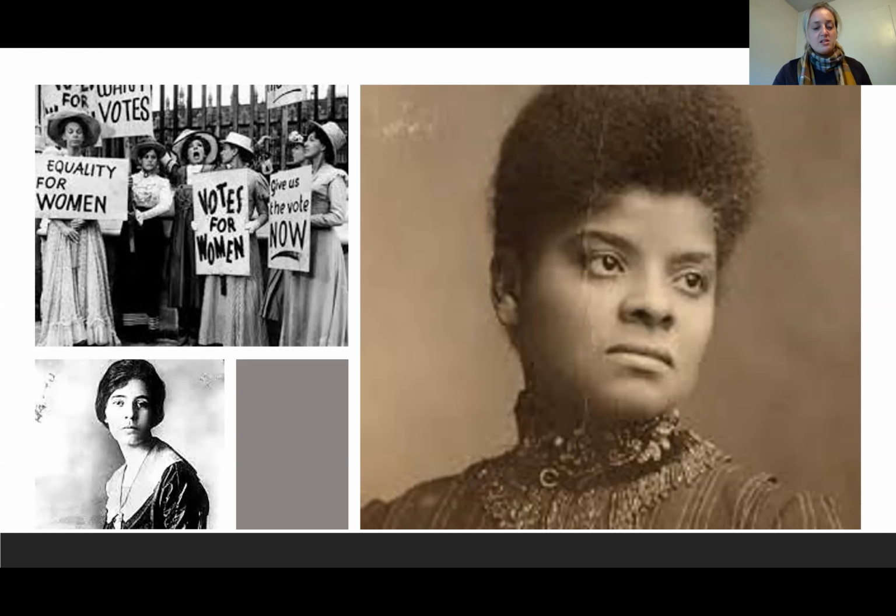Now we'll take a look at the temperance movement. Leaders of the temperance movement pushed society to remove the production, sale, and consumption of alcohol. The momentum of the temperance movement would soon bring about the ratification of the 18th Amendment, that's also referred to as the Prohibition Amendment, which would make it illegal for people to consume, sell, or produce alcohol within the United States.